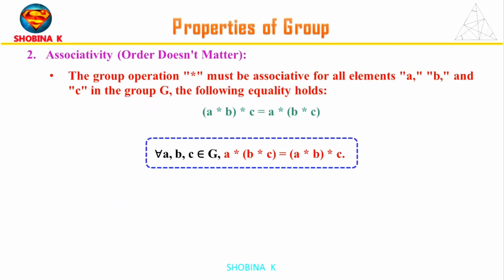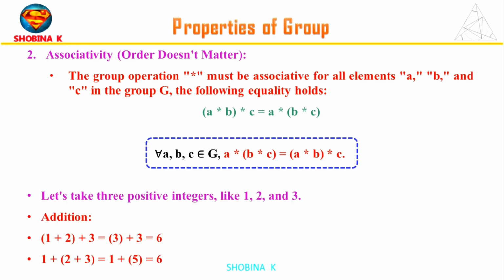Next, associativity. The group operation must be associative. This means for all elements A, B, and C in the group, the following equality holds. (A star B) star C equals A star (B star C). This property implies that when you perform a group operation on three elements A, B, and C, it doesn't matter how you choose to group them. Whether you first combine A and B and then combine the result with C, or if you combine B and C first and then combine the result with A, you will always get the same result. In simple terms, the order in which you apply the group operation does not affect the outcome. And this property ensures the group operation is consistent and well behaved. The mathematical statement for this property is given here.